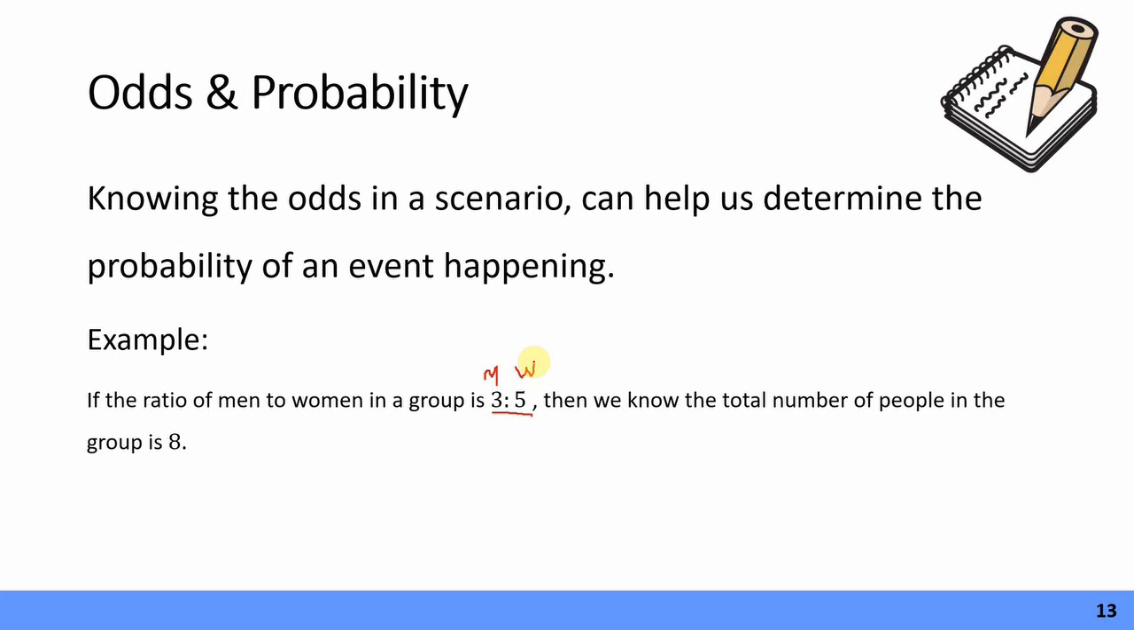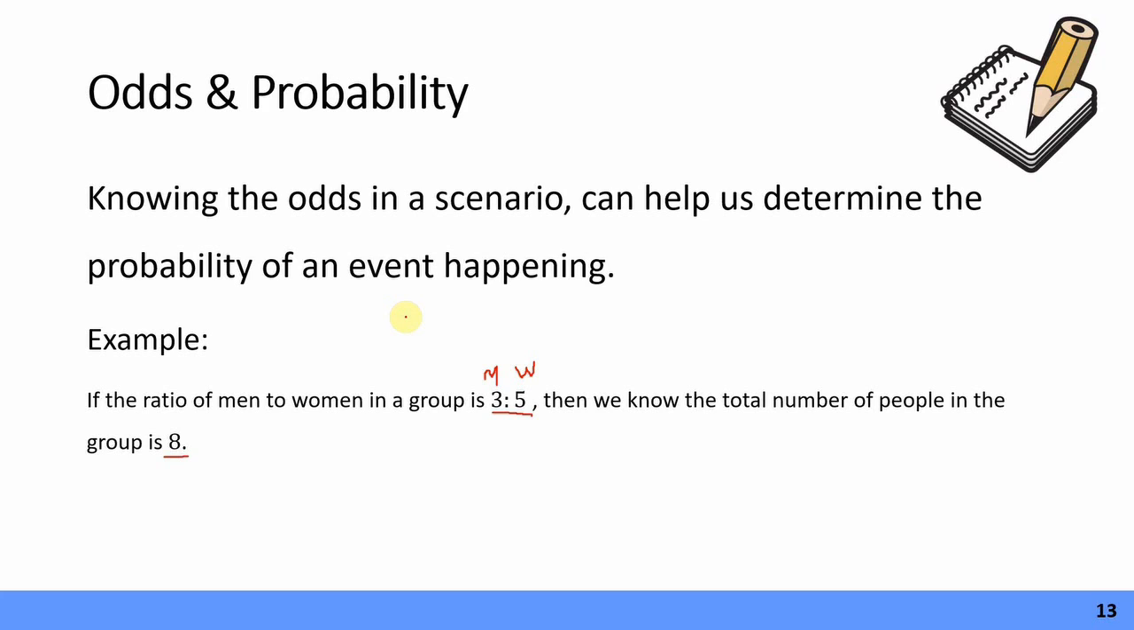Then since I gave you that information, you should be able to say, oh, okay, it clicks. There's a total of 8 people in the group, right? Because that's the ratio. So there's 3 men, 5 women. That means that there's a total of 8. Again, this could be a simplified ratio. There could be more, but that would be the simple scenario. So 3 to 5 means a total of 8.